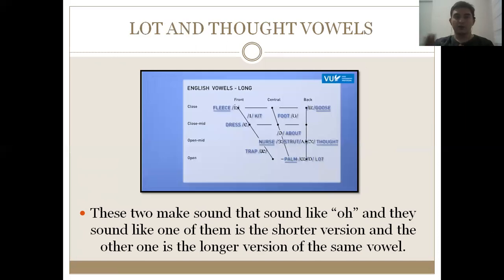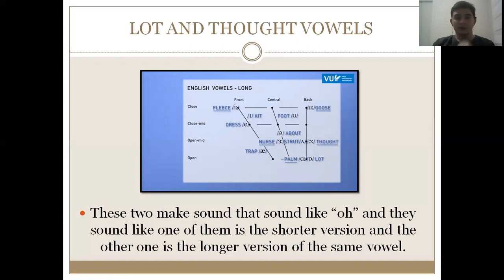If you come to the lot and thought vowels, as you can see on the right side of the vowel diagram, lot and thought are on the right side. Lot makes an O sound and thought makes an O sound. To me, the thought vowel is like a lengthened version of the lot vowel, because the two sound the same to me.